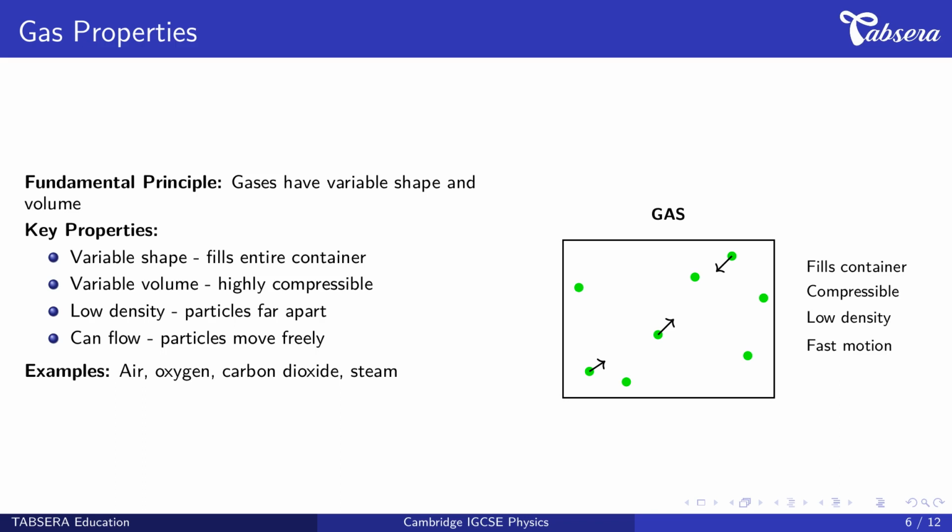The diagram shows particle arrangement in gases. Notice how particles are widely spaced and move randomly. Arrows indicate particle motion. This arrangement explains why gases are compressible and expand to fill containers.